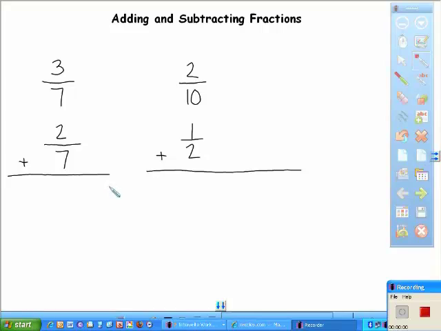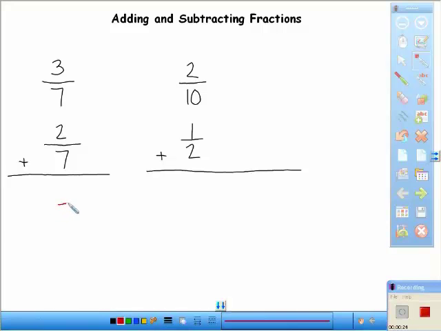Okay, in this math review video, we're going to take a look at how to add and subtract fractions. So, remember what we talked about in class. When you're adding or subtracting fractions, the first question that you want to ask yourself is, are the denominators the same? So if we take a look at this first problem, 3/7 plus 2/7, are the denominators the same? Yes, they are. If the denominators are the same, you just keep the denominator the same.